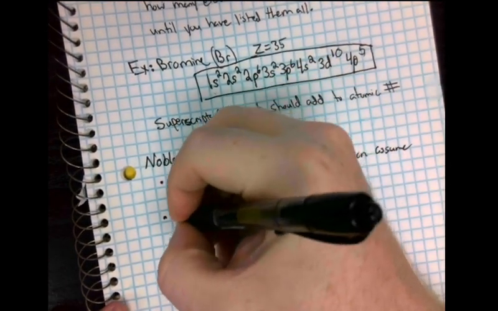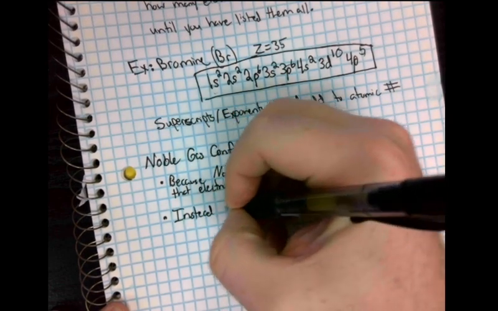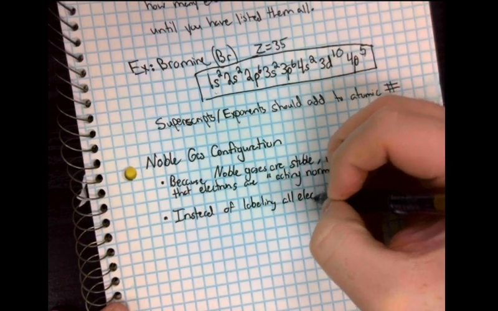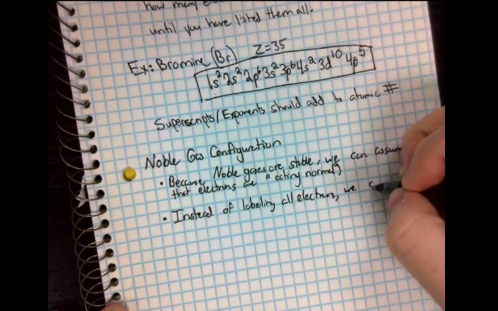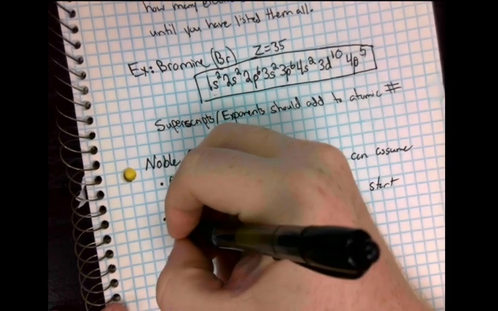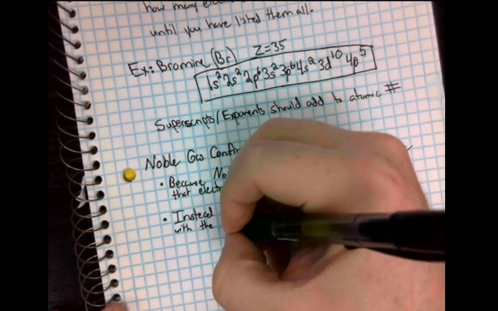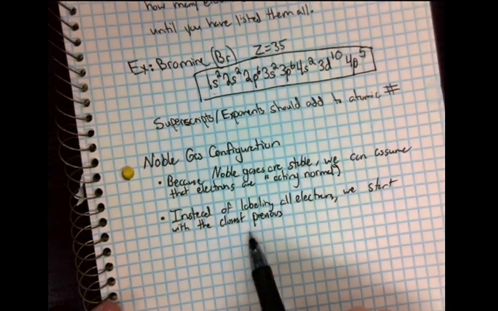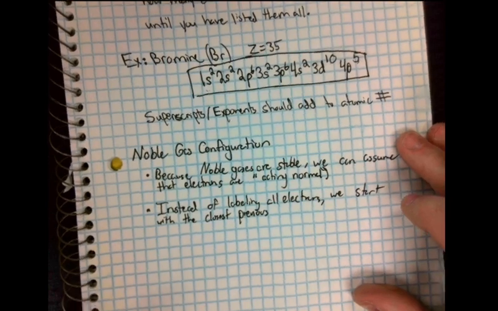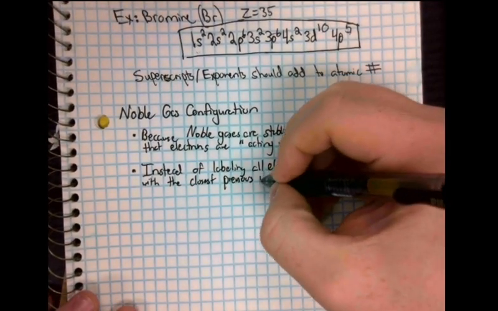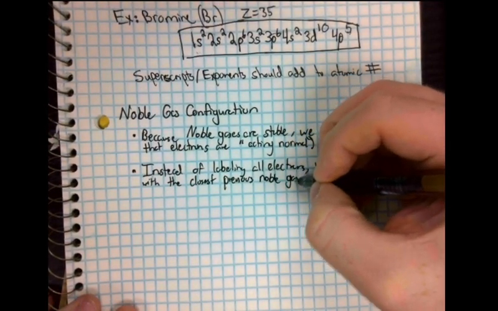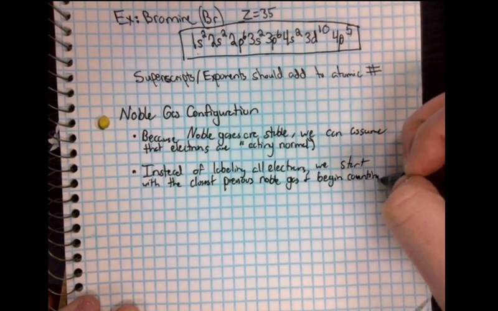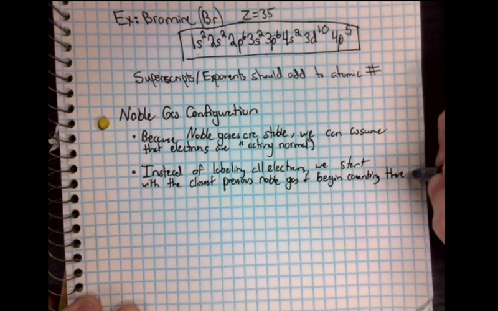So instead of labeling the whole thing, instead of labeling all electrons, we start with the closest previous, which means it has to be the closest before. We start with the closest previous noble gas and begin counting there. Okay, so what does that mean for our example problems?